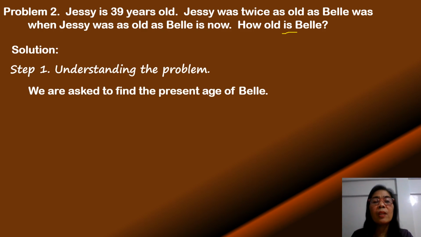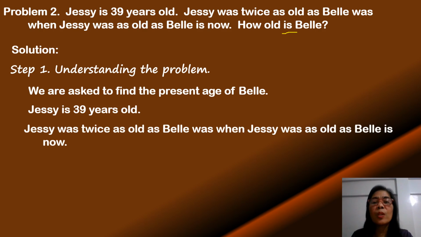How old is Belle? So we are asking here for the present age of Belle. And we are given that Jessy is 39 years old. Also, we're given that Jessy was twice as old as Belle was when Jessy was as old as Belle is now. Okay, so we're going to devise a plan.